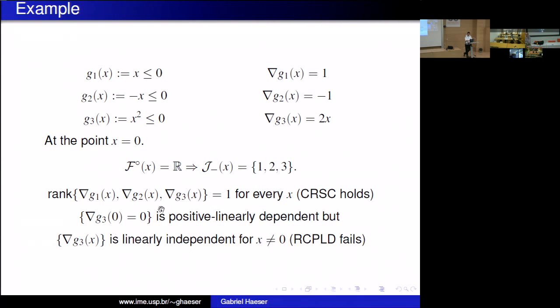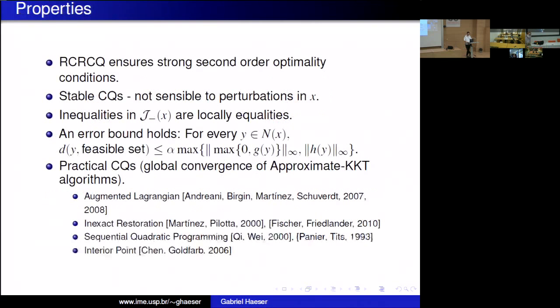For the relaxed CPLD, I should look at every possible subset of these gradients, and if I take this single set alone, this is 0, it's positively linearly dependent, but it is linearly independent in a neighborhood. So it's strictly weaker than the relaxed CPLD. And in this paper, we were able to prove a lot of properties about this condition. This is published in SIAM Journal on Optimization, and in this paper we proved the following.